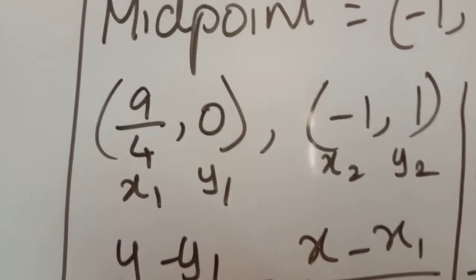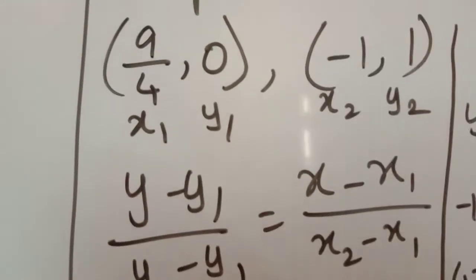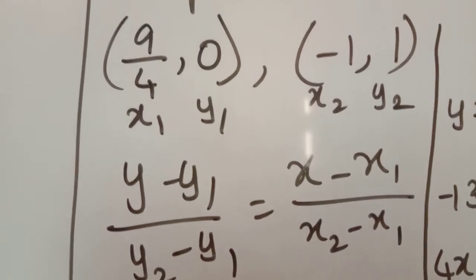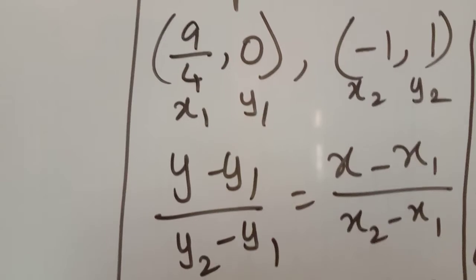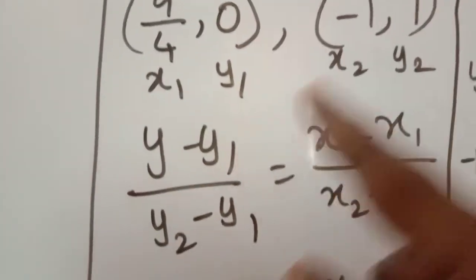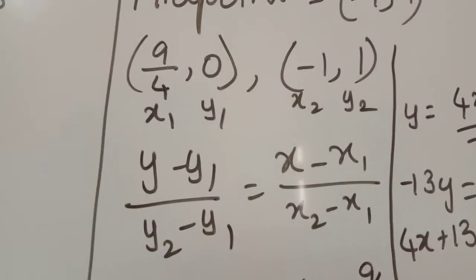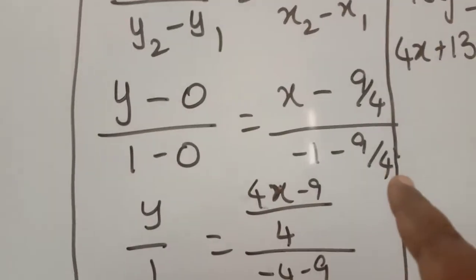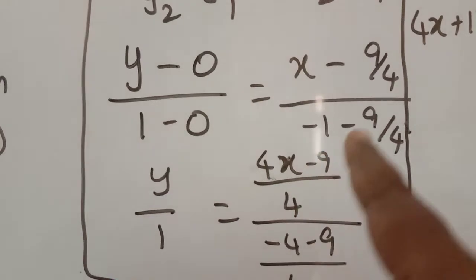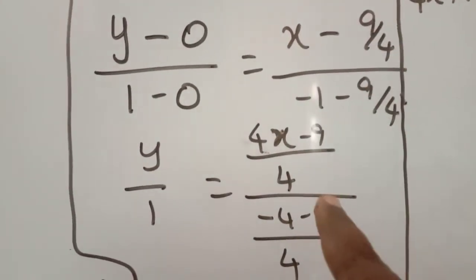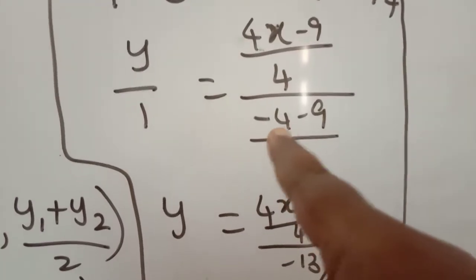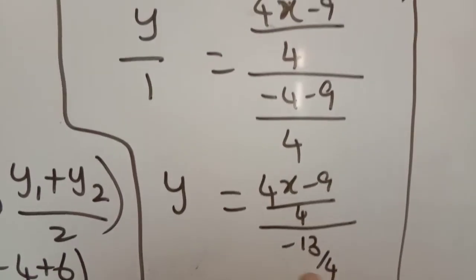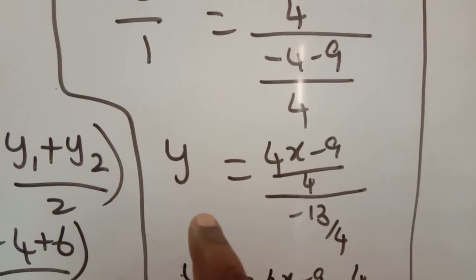So 2 points are given. We have to select the equation. y minus y1 by y2 minus y1 is equal to x minus x1 by x2 minus x1. So y minus 0 by 1 minus 0 is equal to x minus 9 by 4 by minus 1 minus 9 by 4. So it is y by 1, take LCM, so 4x minus 9 by 4, take LCM, minus 4 minus 9 by 4. Minus 4 minus 9, it is minus 13 by 4, y by 1, it is y.